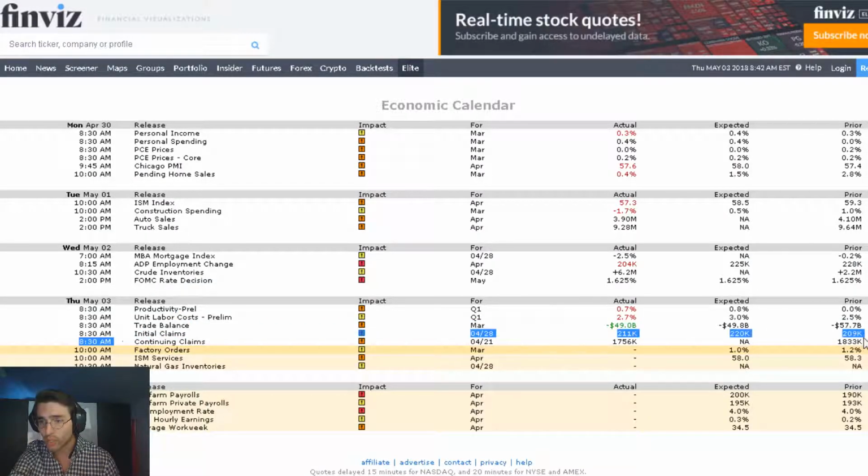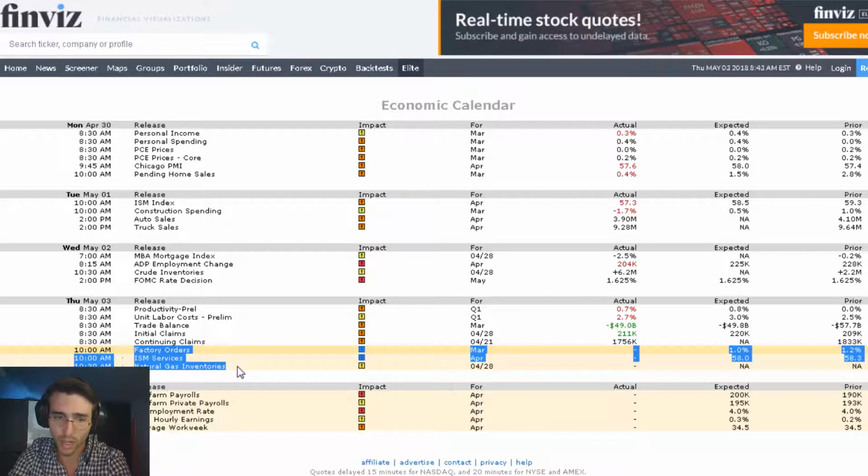Interesting. In continuing claims, we're down a little bit. So again, these are positive numbers. I expect next month to be not as good. I expect May to be a little bit worse because we're teeter-tottering, we're seesawing, we're going up and down. So that's pretty much it for the economic data of this morning. We still have 10 o'clock factory orders, ISM services, nat gas inventories as well.